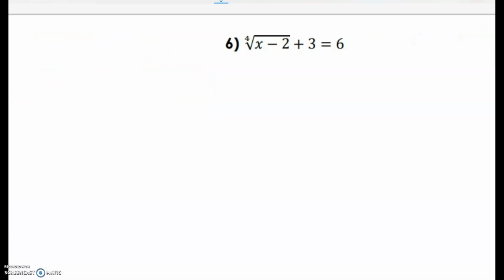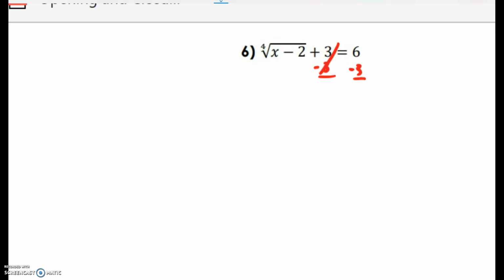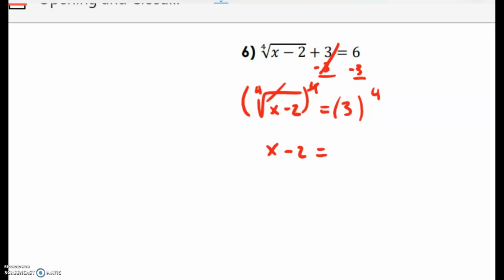Okay, number 6. Our radical is not by itself. Let's take care of that. I'm going to subtract 3. And I have the 4th root of x minus 2 is equal to 3. This is the 4th root. To get rid of that 4th root, I'm going to have to raise it to the power of 4. That'll get rid of my 4th root. So I have x minus 2 is equal to 3 to the 4th, which should be 81. Let's add 2 to both sides. 81 plus 2 is 83. So we're getting x is equal to 83.